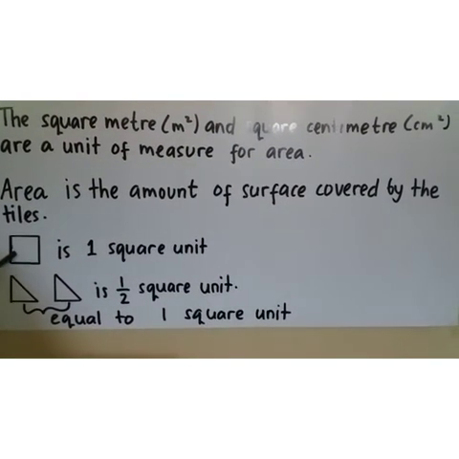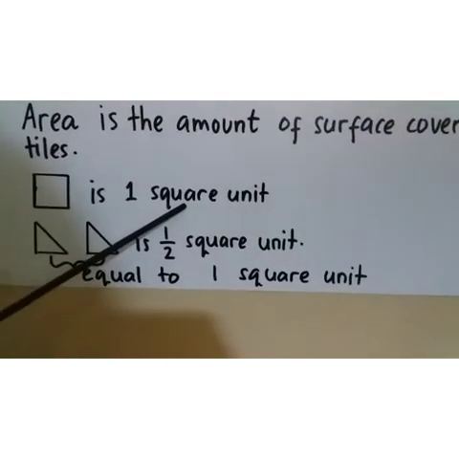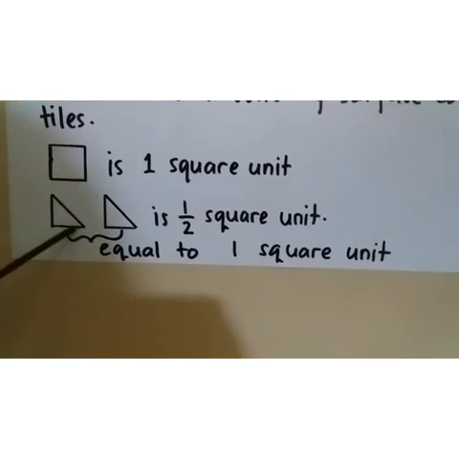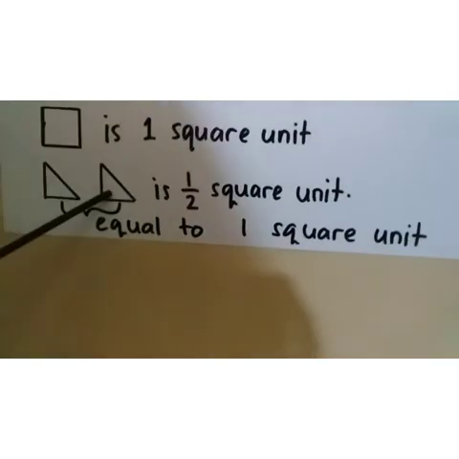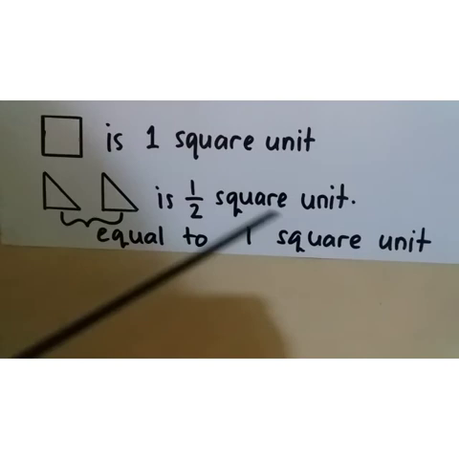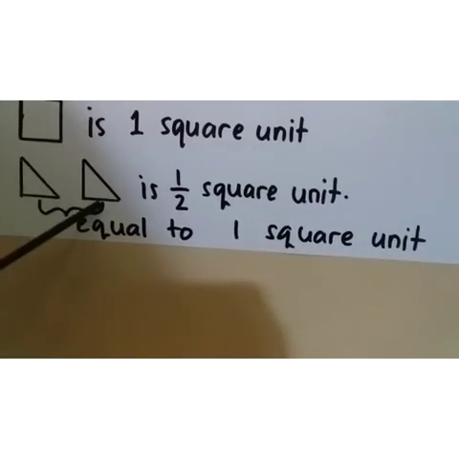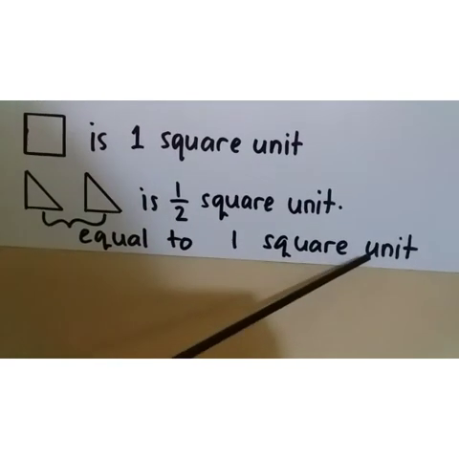Look at this picture. This is 1 square unit. And this is 1 square unit divided by 2. It is a half square unit. If we combine them, it becomes 1 square unit.